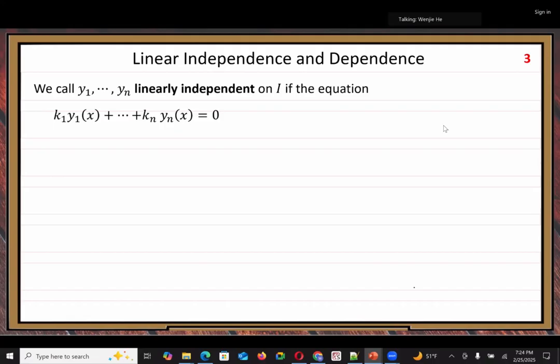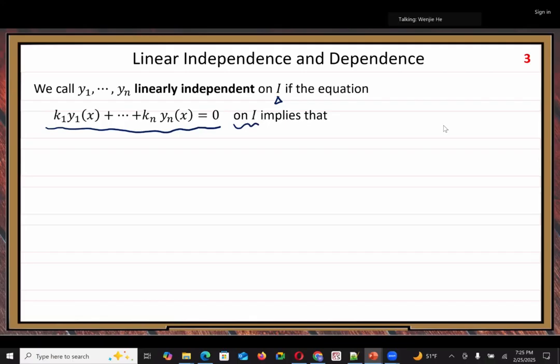If we can find constants k1, k2 through kn such that the linear combination of these n functions equals 0 on the whole open interval I. Here we know that it's an open interval I. It's true on the whole interval I, not just on one point, but on all the points on this open interval I.